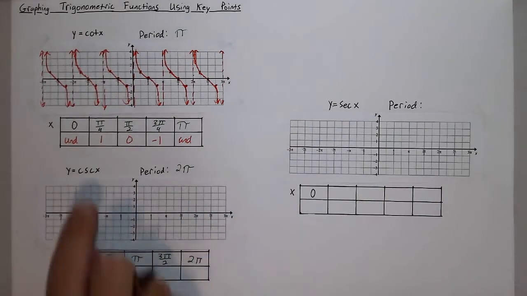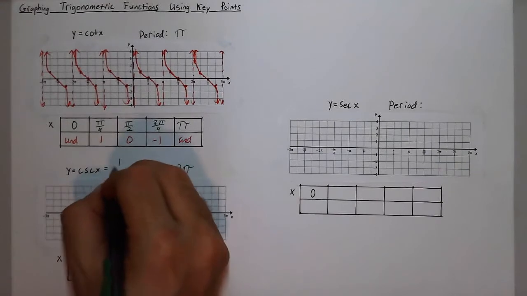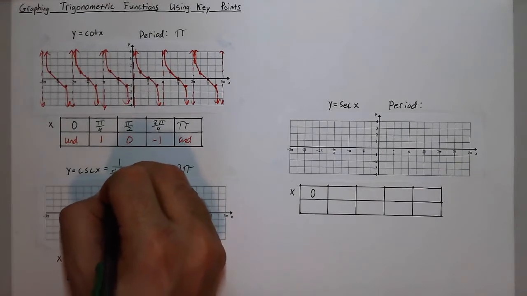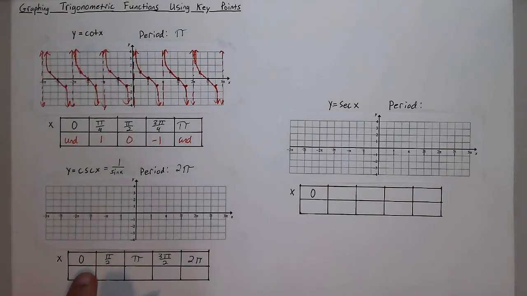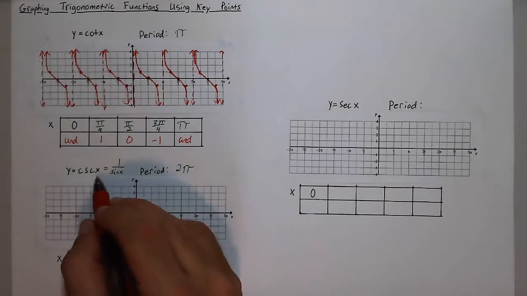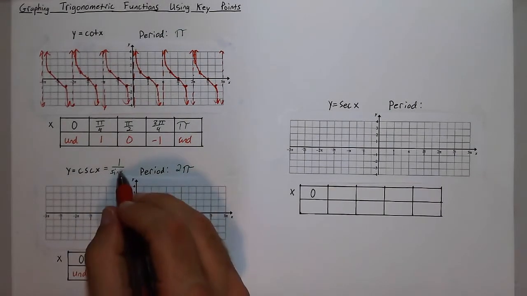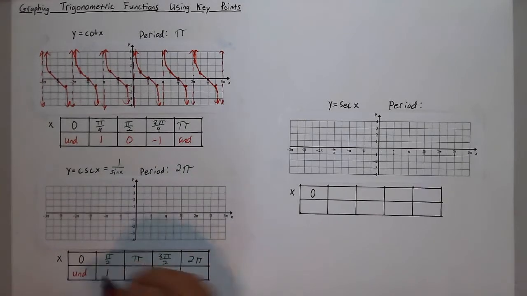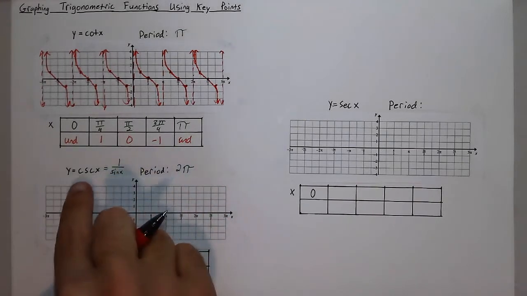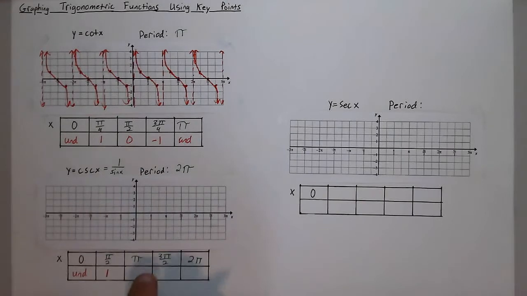And when we plug in, we know cosecant is 1 over sine of x. So when we do sine of 0, that's 0, so that'll be 1 over 0, causing this to be undefined right away. So an asymptote to start the function. Then cosecant of pi over 2 should be 1 over 1, so that'll be 1. And then cosecant of pi is 1 over 0, so that should be undefined.